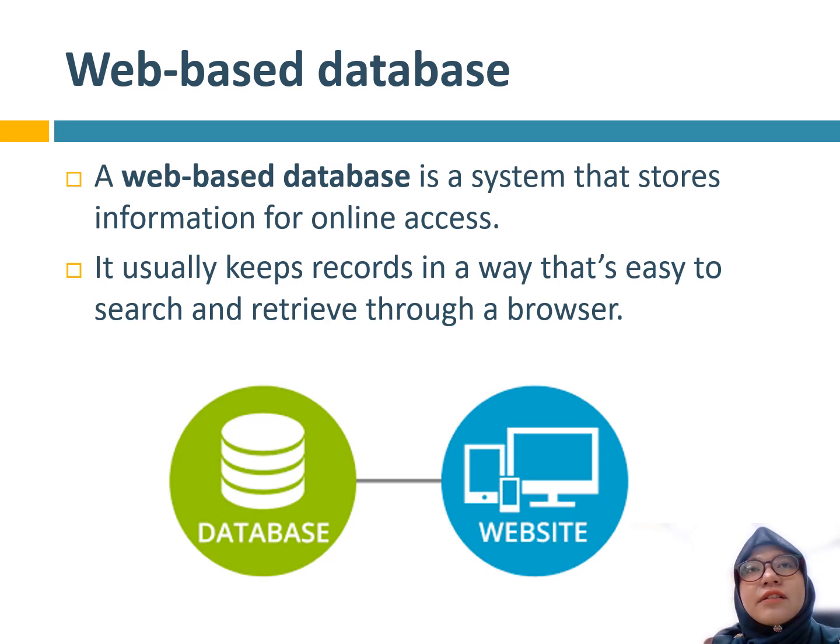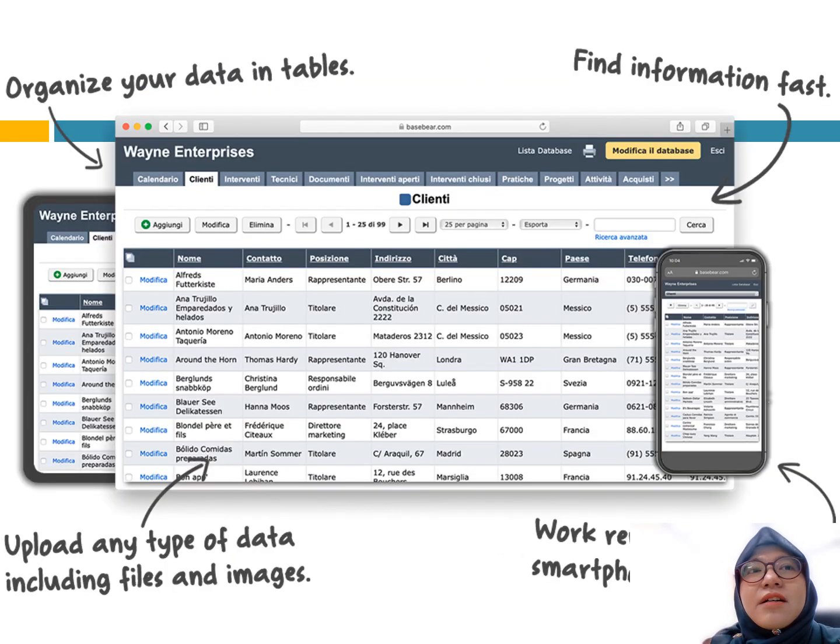So to start, a web database system is a system that stores information for online access and usually keeps records in a way that is easy to search and retrieve through a browser. You can see that database and website are interconnected to each other. This is how you normally organize data in tables. Here there is a search button where you can search data fast. You can upload any type of data including files and images, and it also works and is represented on smartphones.